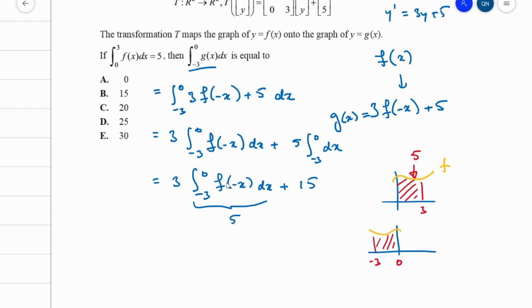If you do Specialist, actually, you can do a nice substitution. You can do u equals negative x, I believe. For the Spec kids, that's something you can try, and you'll still get 5. Okay, so that's going to be 15 plus 15, which is 30. So that's going to be option E.